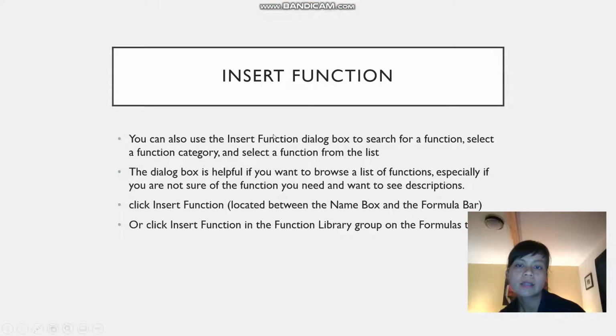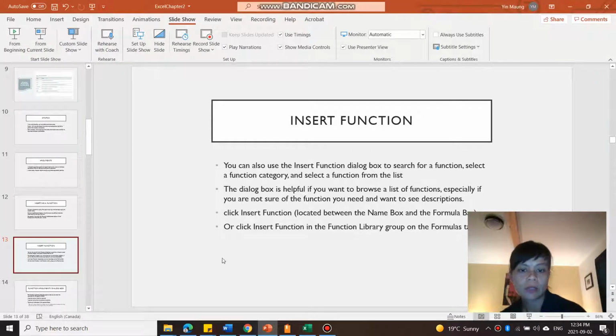When you're inserting a function, you can also use the Insert Function dialog box to search for a function, select a function category, and then select the function from the list. This is useful if you want to browse the list of functions, especially if you're not sure of the function that you want. You can click Insert Function, which is between the name box and the formula bar, or Insert Function from the function library. So let's go take a look at those two options.